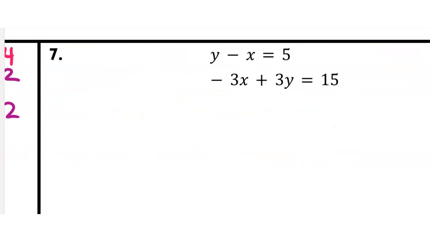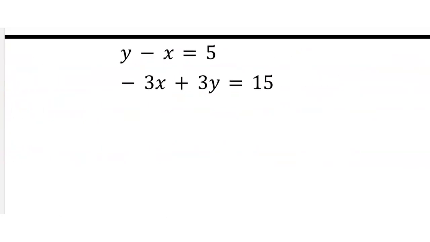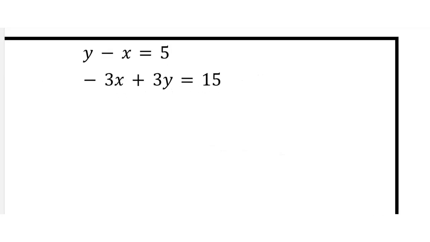Moving on to the next one. These are also in standard form. We need to make sure that our x's are lined up. So I'm going to just line them up down here. It's negative x plus y is equal to 5. Just rewriting it.